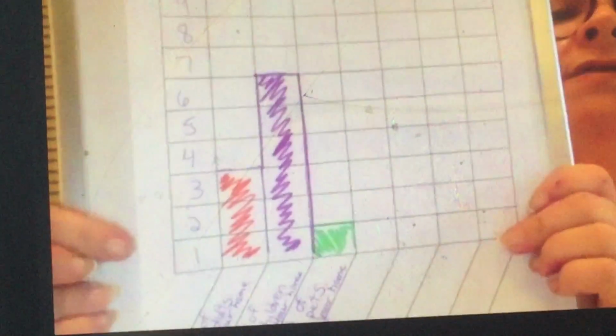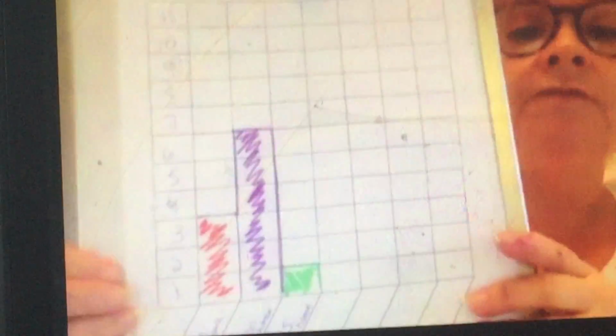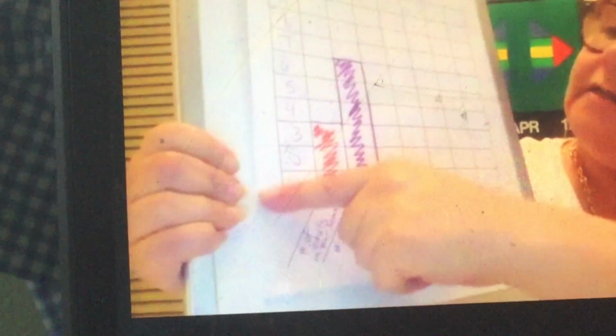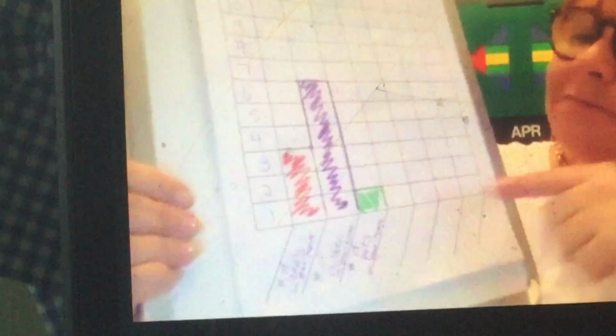The column that goes up and down on the left here is called the vertical axis. Do you know what vertical means? Vertical is up and down. Up, up, and down. See? Up and down is vertical. Okay, the horizontal axis is here. Now this is where you're going to put down your questions.